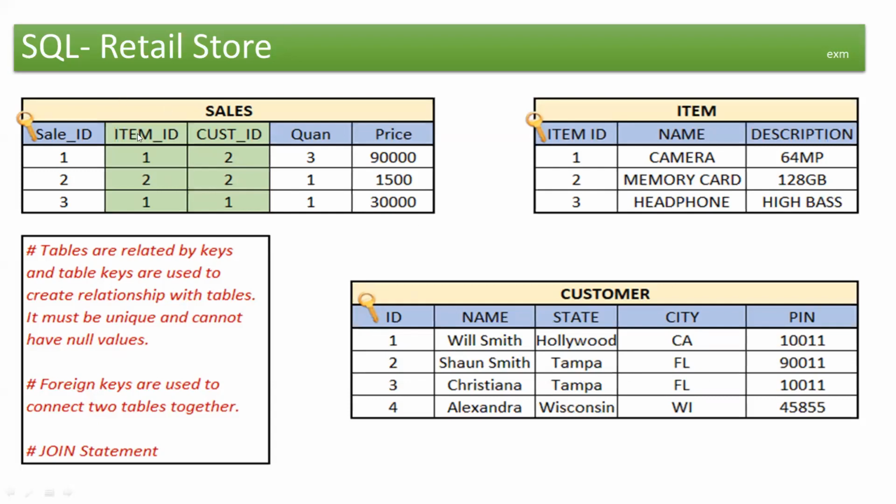What it does is, item ID 1 will capture the item. Customer ID will capture which customer it is for and how much quantity you are trying to purchase. So I've given 3, and the total price value which is showing here is 90,000. That means each item costs 30,000.